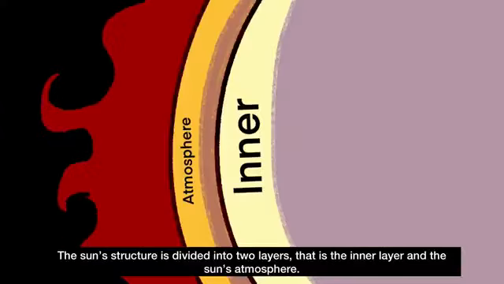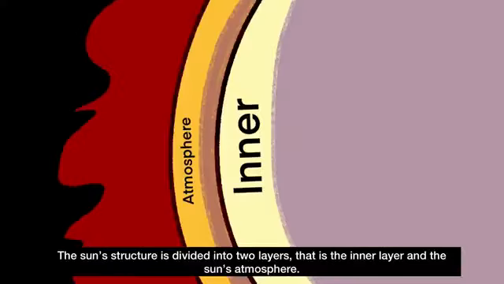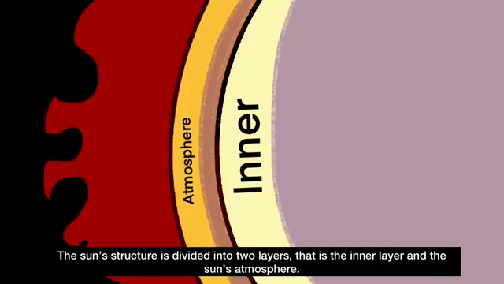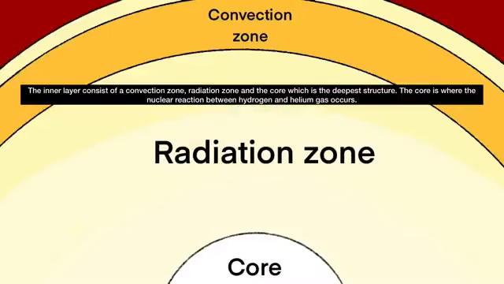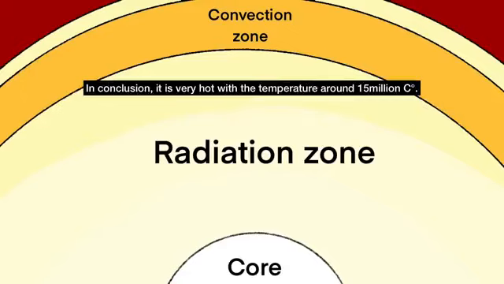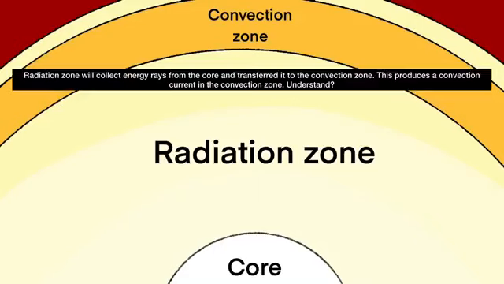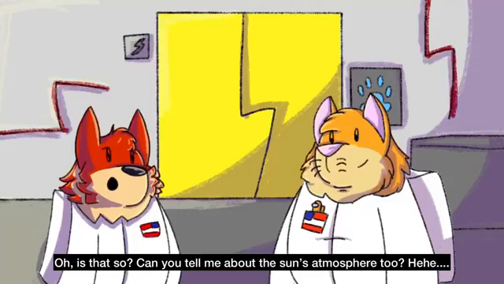Sure, the sun's structure is divided into two layers: the inner layer and the sun's atmosphere. The inner layer consists of a convection zone, radiation zone, and the core, which is the deepest structure. The core is where the nuclear reaction between hydrogen and helium gas occurs. It is very hot, with a temperature around 50 million Celsius. The radiation zone collects energy waves from the core and transfers them to the convection zone. This produces a convection current in the convection zone. Understand? Oh, is that so? Can you tell me about the sun's atmosphere too?